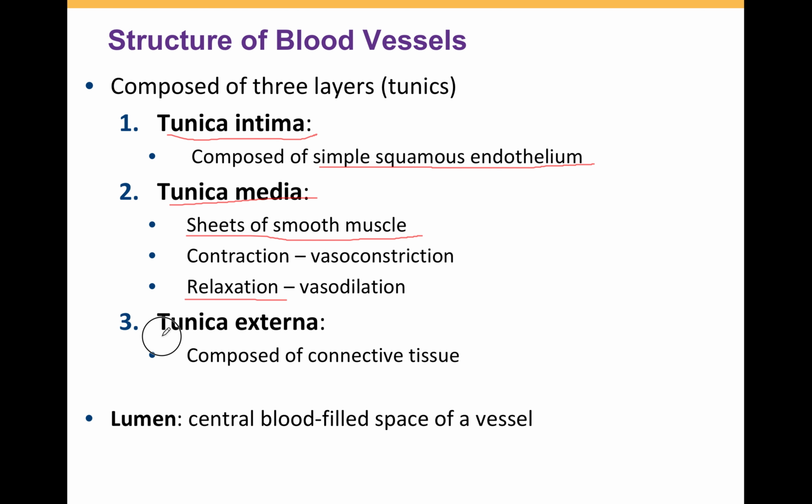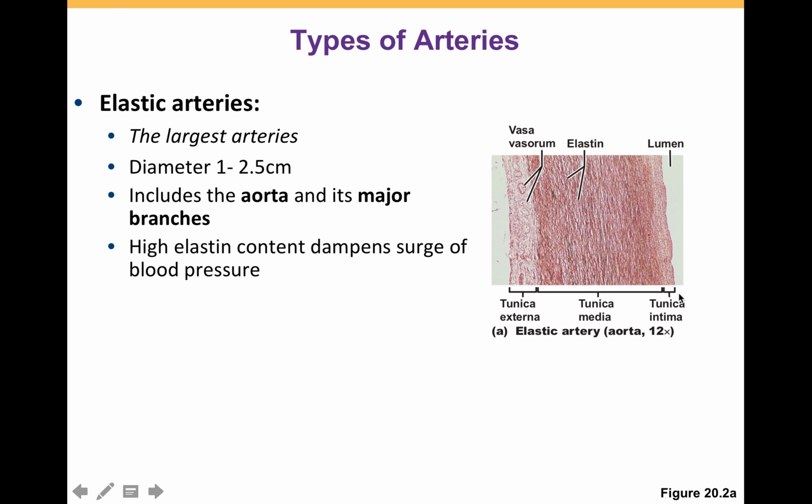Lastly, we have tunica externa. Again, as the name implies, externa means outside. This layer is composed of connective tissue that is wrapped around the whole blood vessel and basically secures the blood vessel. As I mentioned, if you cut a cross-section of your blood vessel, the central space where the blood passes through is referred to as the lumen. So this is basically the space you see in the middle where blood passes through.